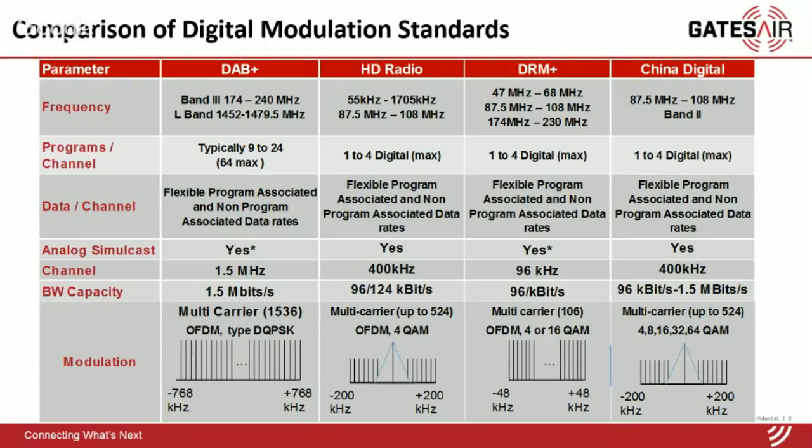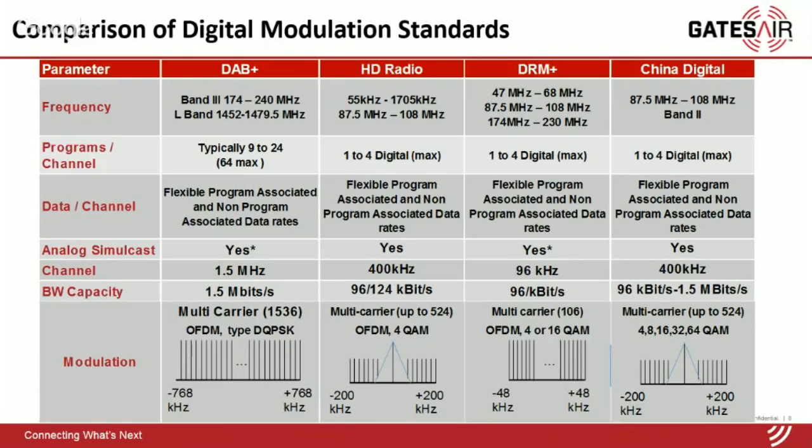No difference really in the coding or in the codecs, but just different transmission standards. It does permit for some simulcast of analog by steering to an existing analog FM channel. So I do say yes when it allows analog simulcast, but it's not really designed for that, but they can support some limited analog simulcast. It takes 1.5 megahertz of channel bandwidth and gives you a capacity of 1.5 megabits per second. They use 1536 OFDM or QPSK carriers in the OFDM signal.